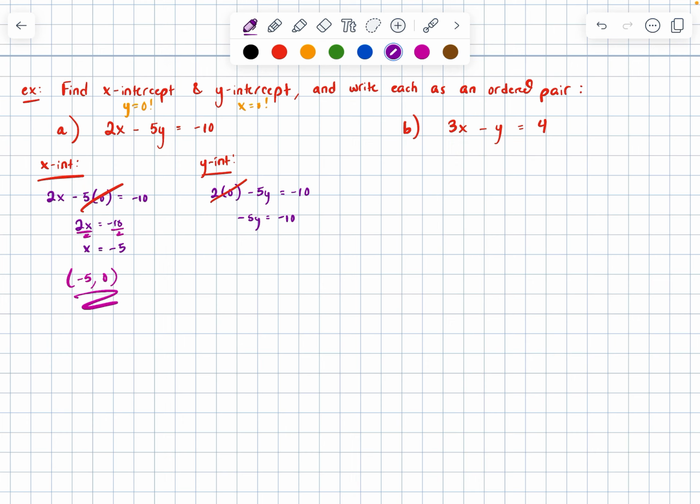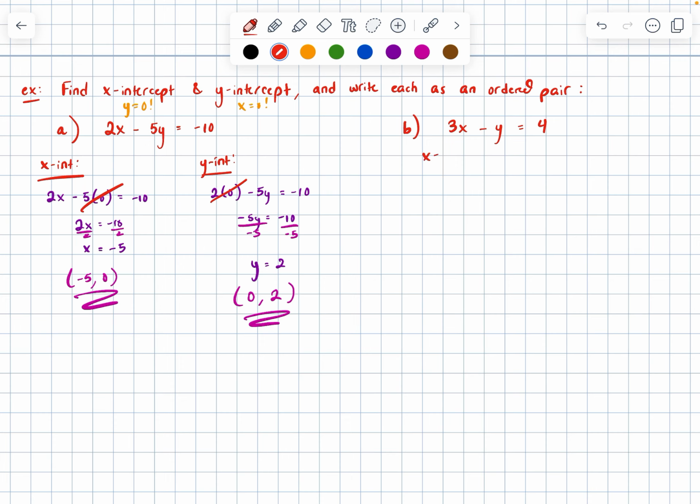2 times 0 is 0. Negative 5y is equal to negative 10. Divide both sides by negative 5 to get y by itself. We find that y is equal to 2. So if y equals 2, that tells me that when x is 0, y is 2. The point (0, 2) lives on my graph.